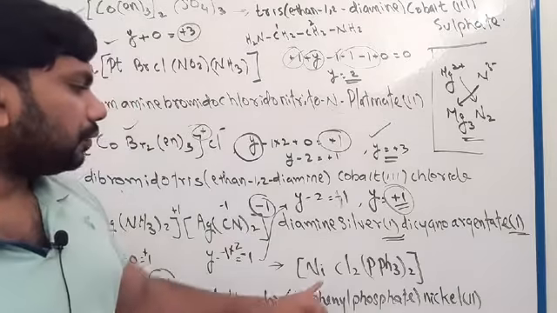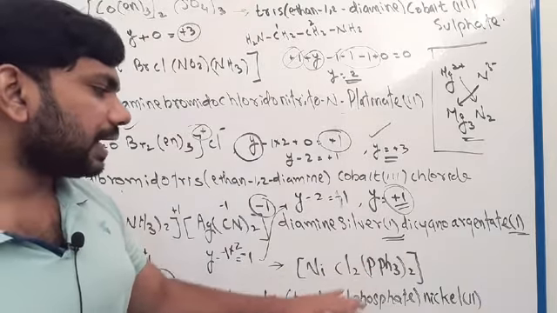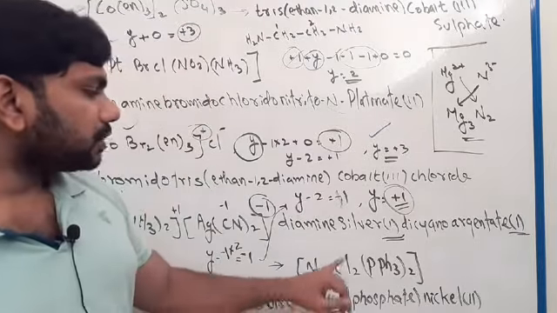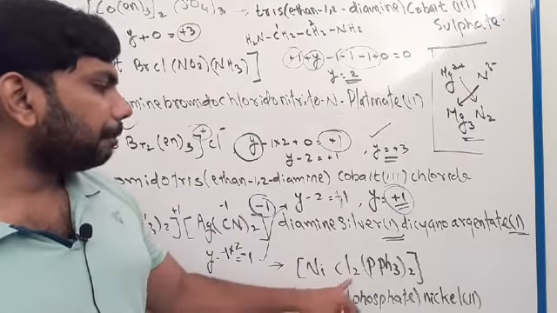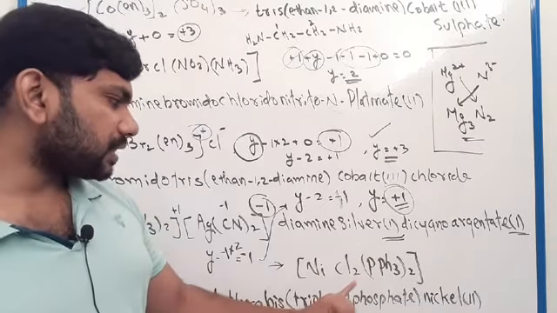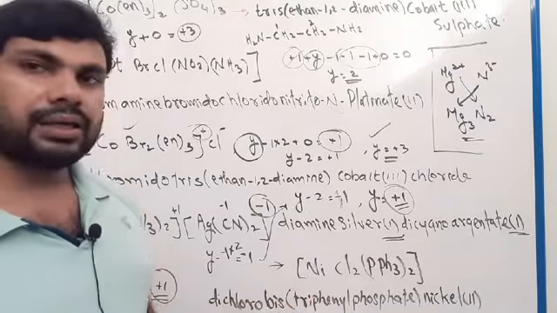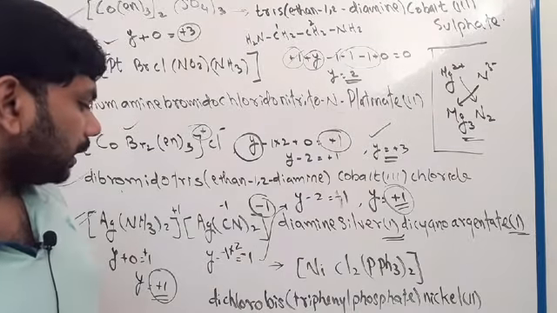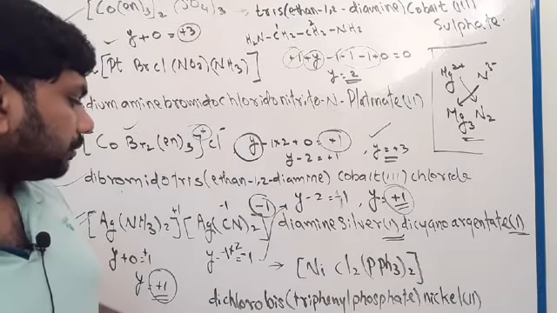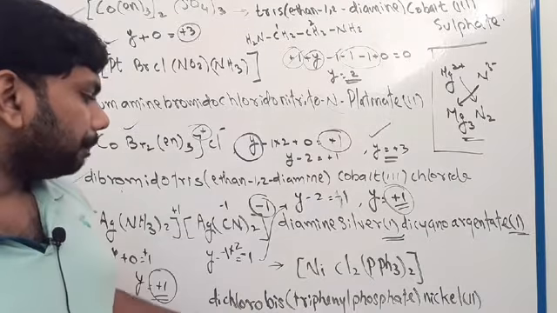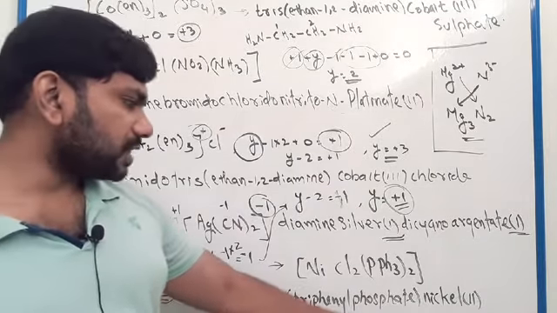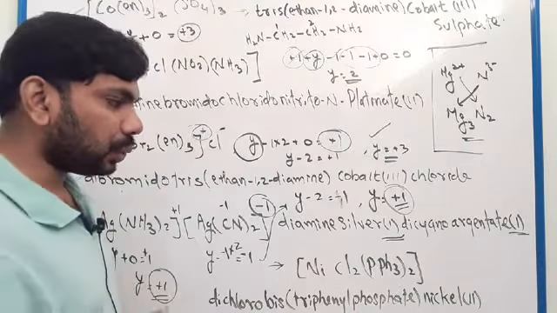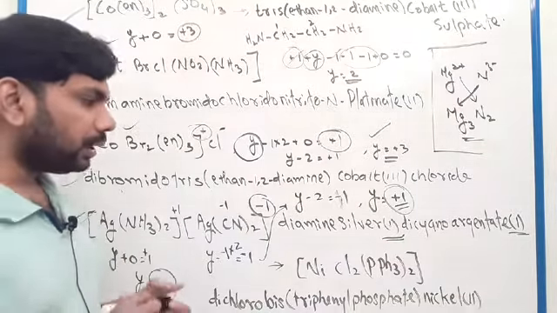Look here, you have to arrange these ligands also according to alphabetical order. So here, dichlorido bis(triphenylphosphine) nickel, its name comes like this. Here it will be dichlorido bis(triphenylphosphine) nickel(II). Nickel 2. Why here nickel 2?